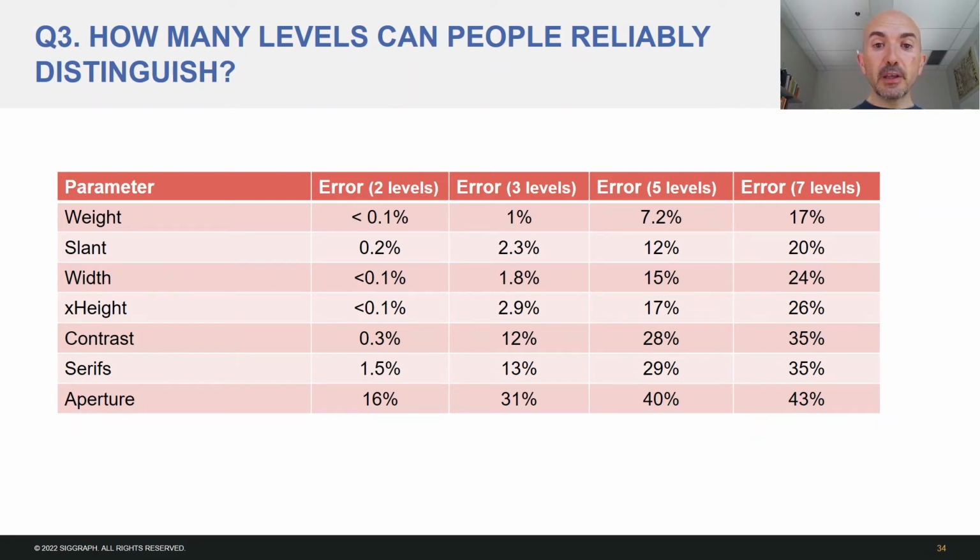For most parameters, if we only have 2 categories, the estimated chances of the participants confusing the lowest extreme of the stimuli with the highest extreme of the stimulus is pretty low, except for aperture, where we have a 16% error. With 5 different levels, you can see that the probability of errors is still relatively low for some of the better parameters. But having 7 levels is actually a little bit more risky.